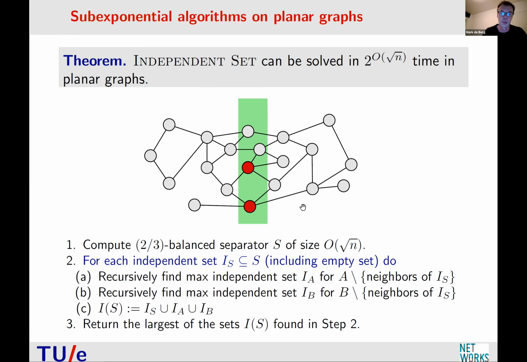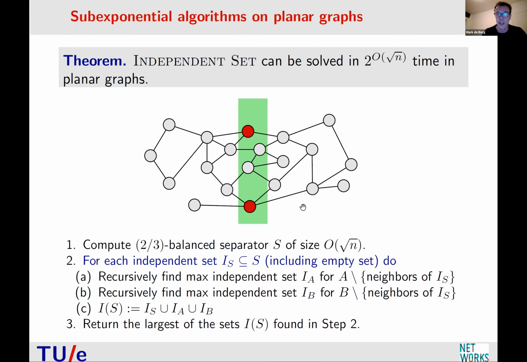So here, this is an independent set. I'm going to try what happens if I take this one, or I'm going to try this or this one, and so on. So I'm going to try all possible independent sets in my separator, because for a global independent set, the vertices inside the separator should obviously also be independent.